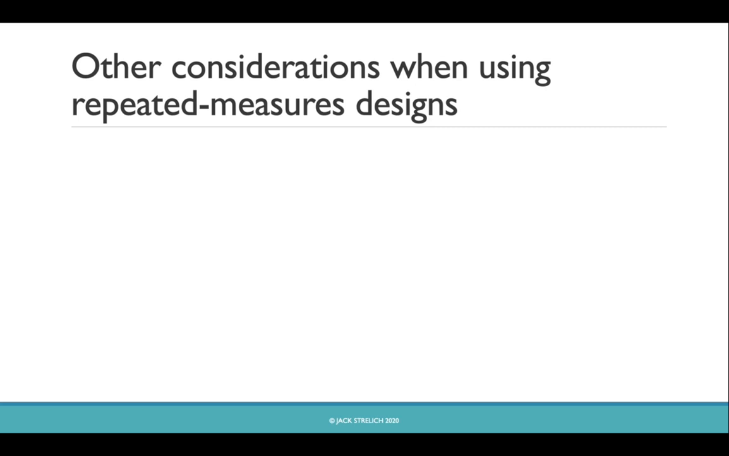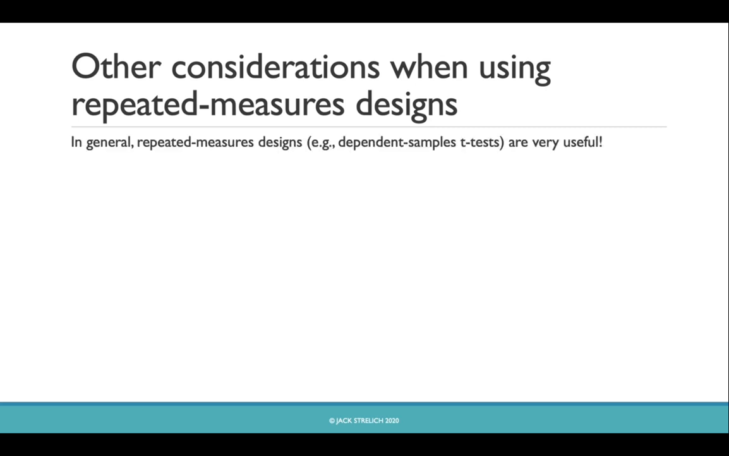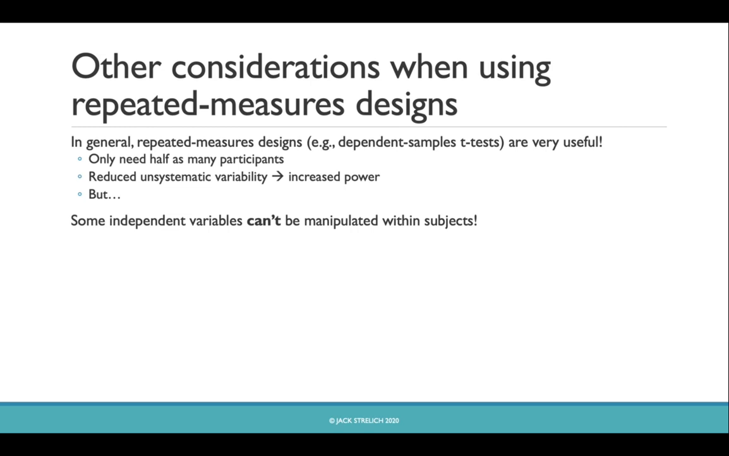A couple other things to keep in mind when using repeated measures designs, including dependent samples t-tests. In general, repeated measures designs, like the dependent samples t-test, are very useful. As I mentioned before, you only need half as many participants, and they can substantially reduce unsystematic variability and thus increase power. However, some independent variables can't be manipulated within subjects. For example, if we want to study the effect of things like participants' gender, ethnicity, political ideology, or personality, there's no way to manipulate that within a participant. It has to be done between participants.